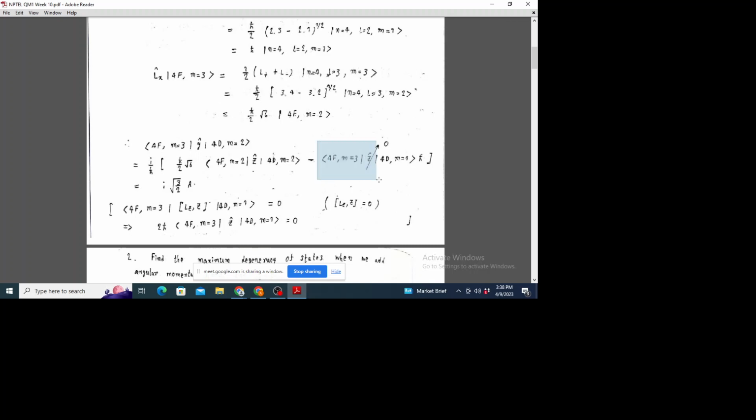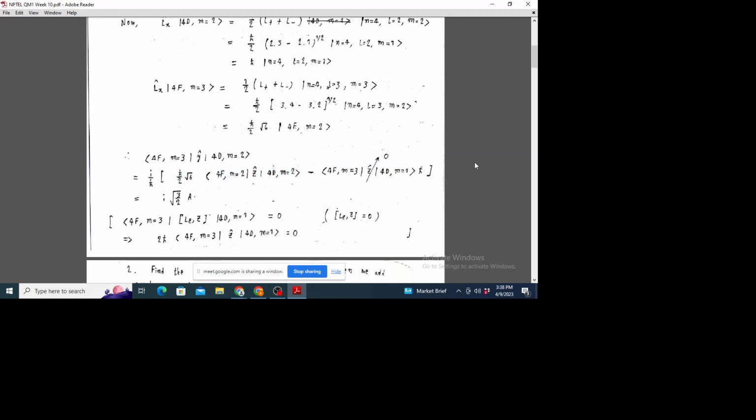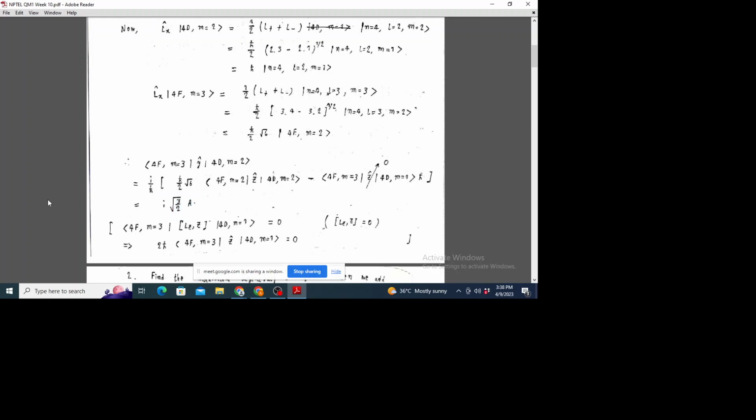So we have just shown that this part is 0, and we are only left with this much, and the answer for this matrix element is given in question as A. So this part is given as A in question. So simply substitute and you will get this as your final result. So i root 3 by 2 A. So this is the final answer to the question.